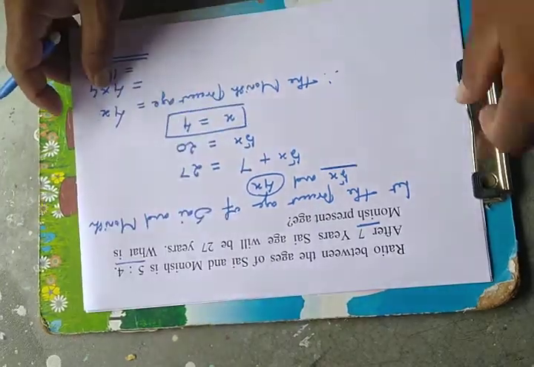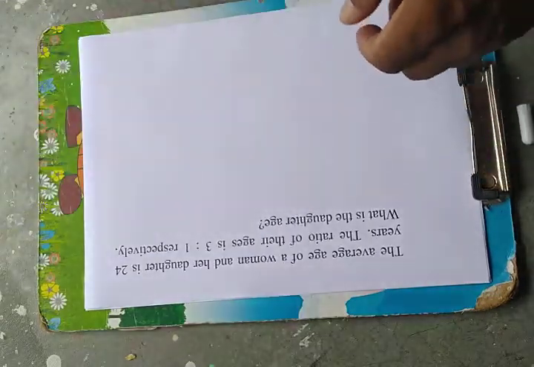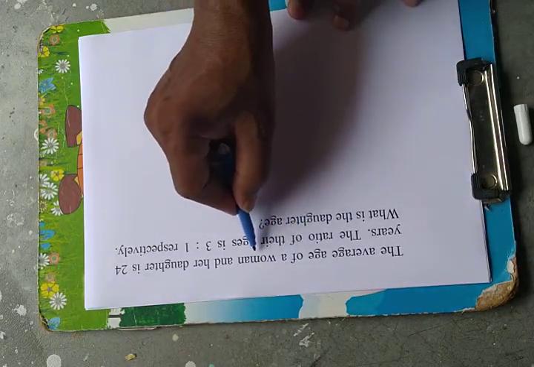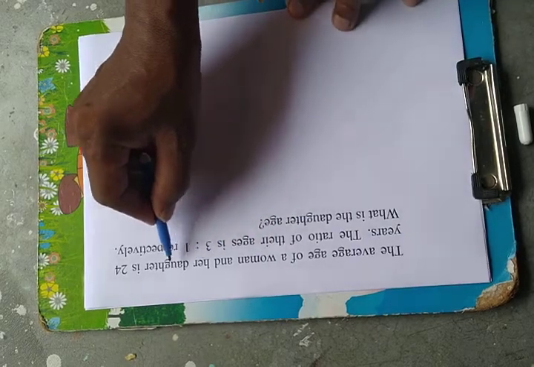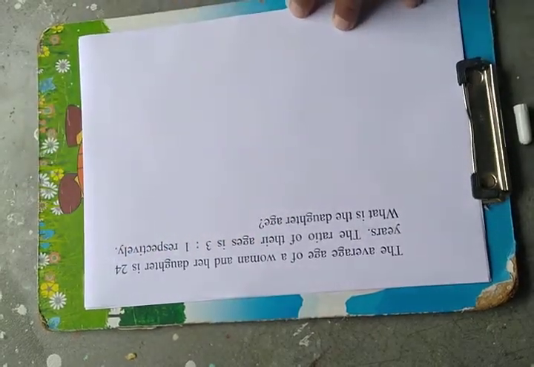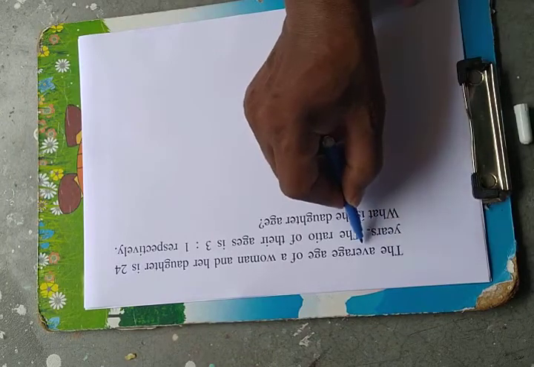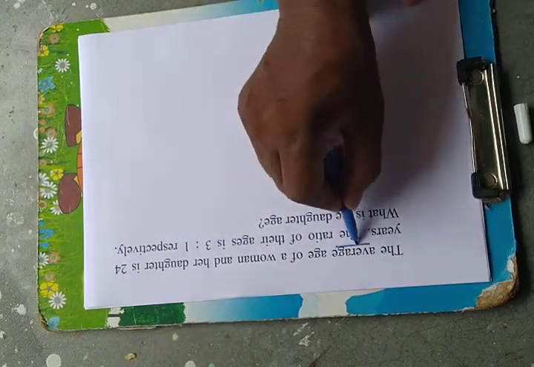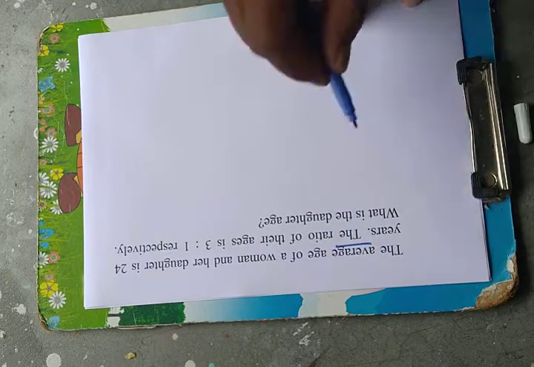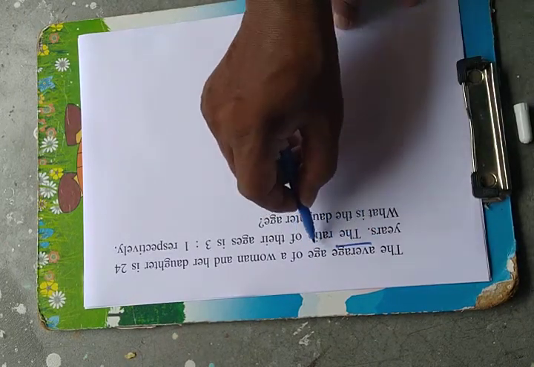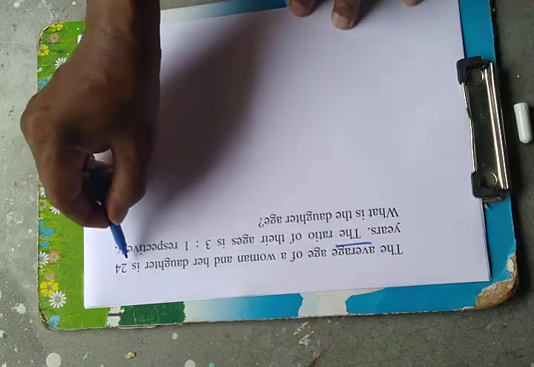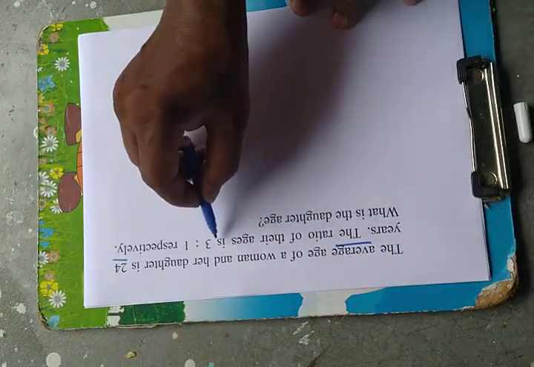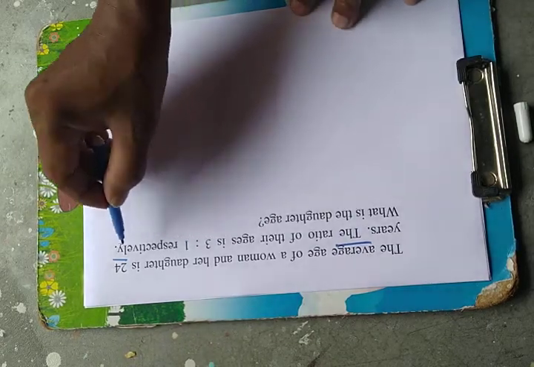Right. We will move on to the next question, the continuation of the age problem. The average age of a woman and her daughter is 24. See the problem carefully. Here it is the average of the woman and the daughter. Read the word very carefully. The average age of a woman and her daughter is 24 years. The ratio of their ages is 3:1 respectively.